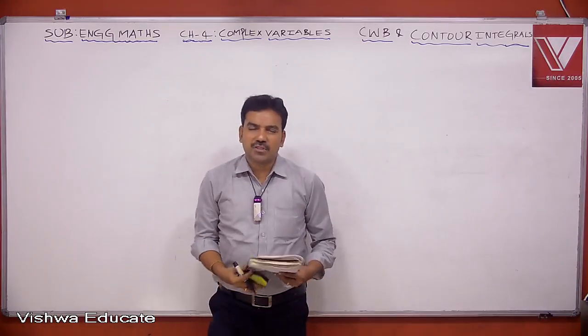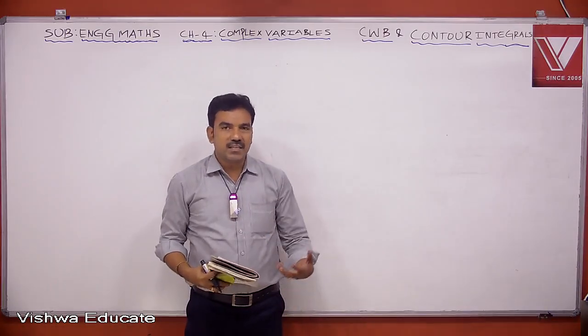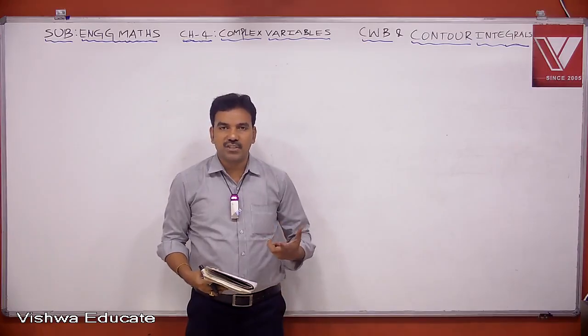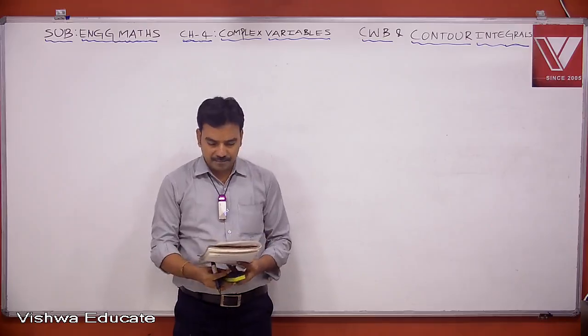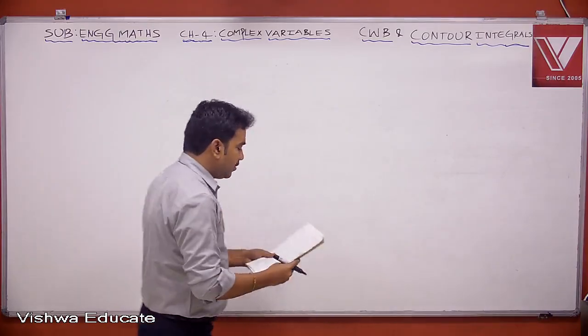Even for the last question, you can cross check it. You can easily find the residue at 1 and the residue at 2. Add both the quantities, you will get 0. You can easily verify. Next question.